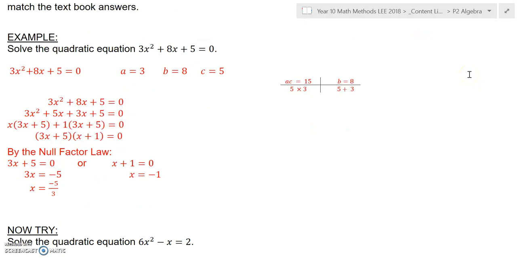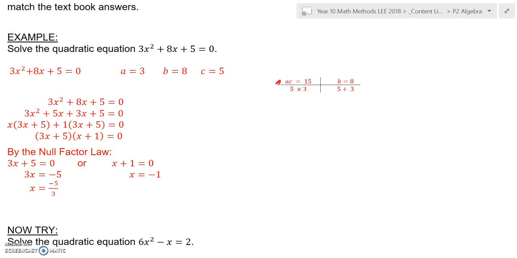So let's work through this one. Solve the quadratic equation 3x squared plus 8x plus 5 equals 0. You need your a, b, and c terms. In this case, our a is 3, our b is 8, and our c is 5. And of course, what we're looking for is ac, which is 3 times 5, which is 15, and b, which is 8. We're looking for terms that multiply to give us 15 and add to give us 8.